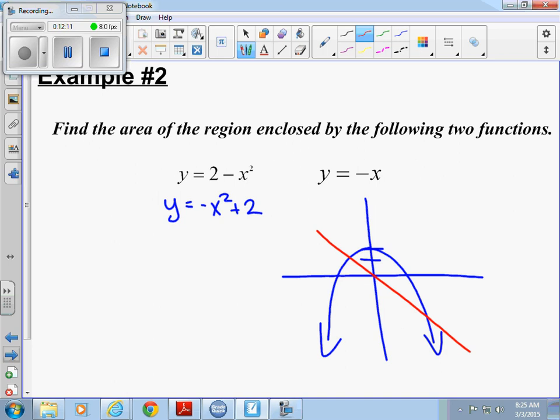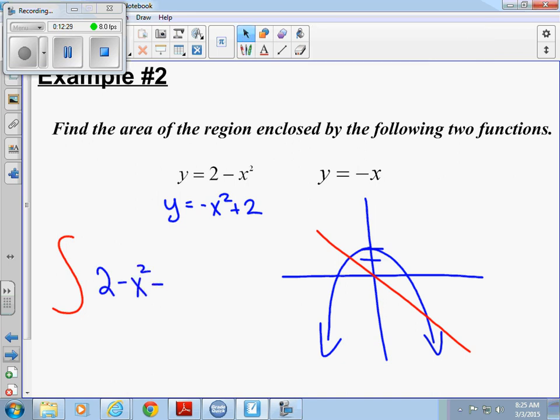Any questions so far? I can now tell from that which curve is on top. Got 2 minus x squared minus negative x, so I do the top minus the bottom.